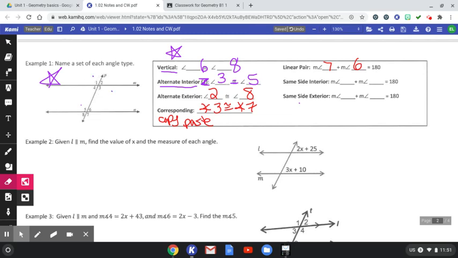Same side interior. So a little bit different. If we're looking across the transversal, I'm going to stick to the left side of it. And inside would be 4 and 5. Now 4 looks smaller than 90 to me. If I trace over the two sides, 5 looks more obtuse.